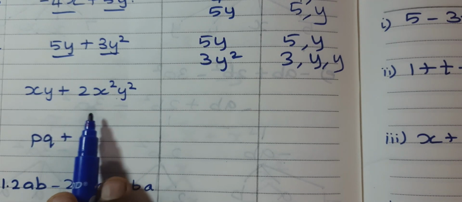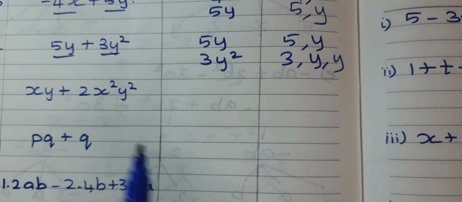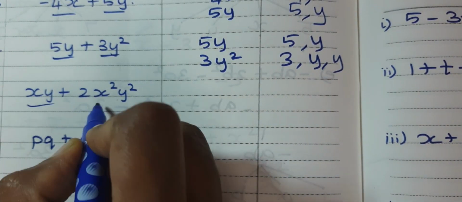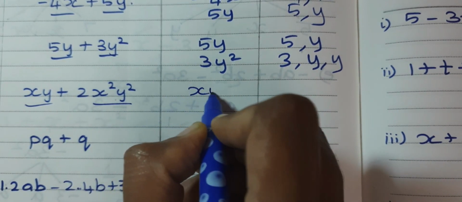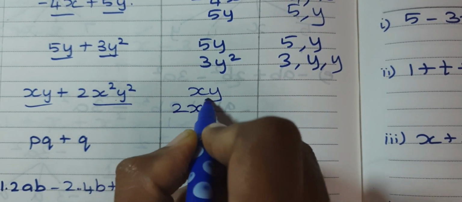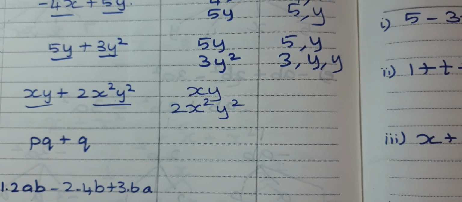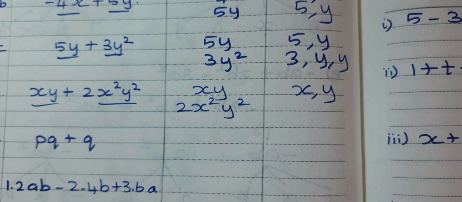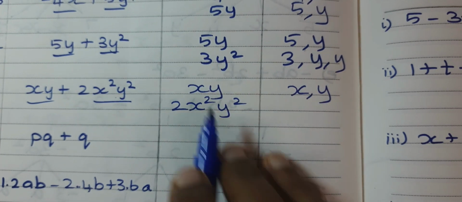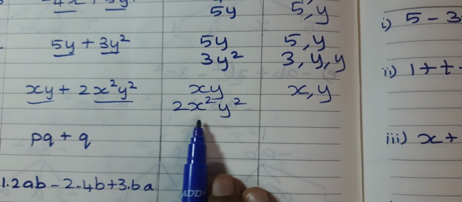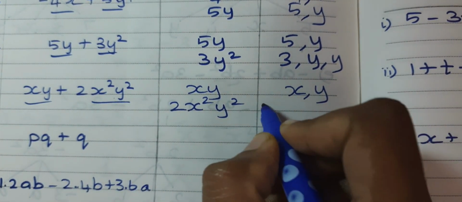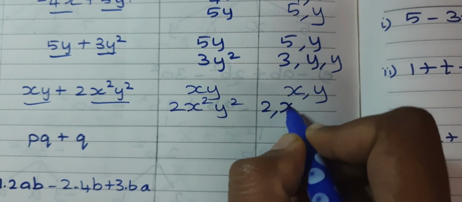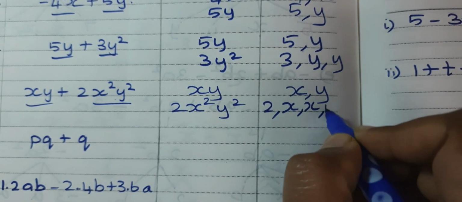Next, xy plus 2x square y square. These are the two terms. The first term is xy, and the next is 2x square y square. So xy can be written as x, y. These are the factors of the term xy. Next, 2x square y square: 2 is written as it is, x square can be written as x, x, and y square can be written as y, y.